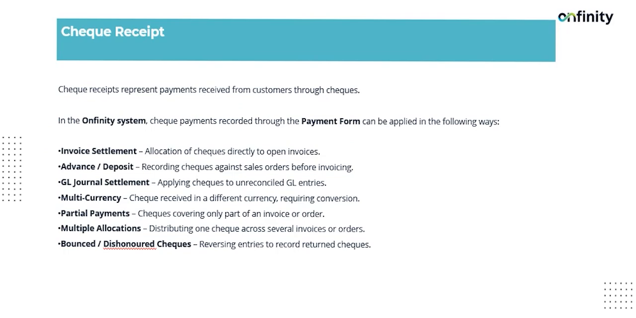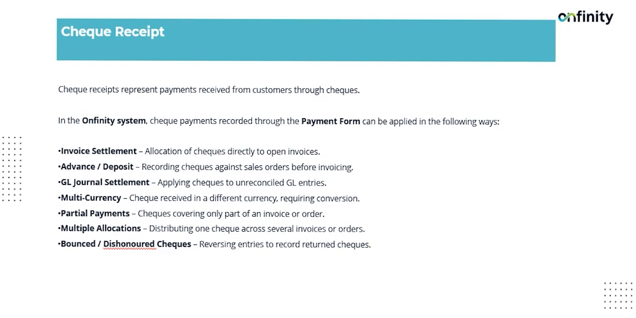Understanding check receipts. A check receipt represents the payment received from a customer via check. These receipts can be recorded in the payment form within the Onfinity system. Traditionally, payments were created through the AR receipt screen, where users manually selected invoices and filled mandatory fields. To simplify this, the payment form is provided. It allows multiple business functions, one of which is check receipts.